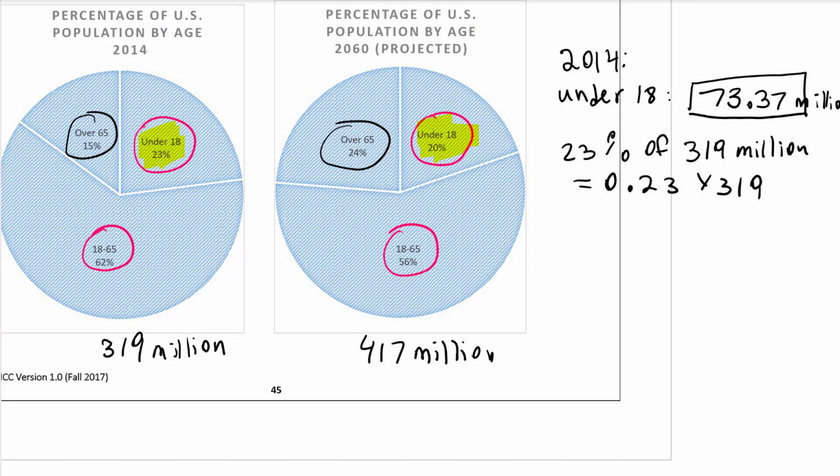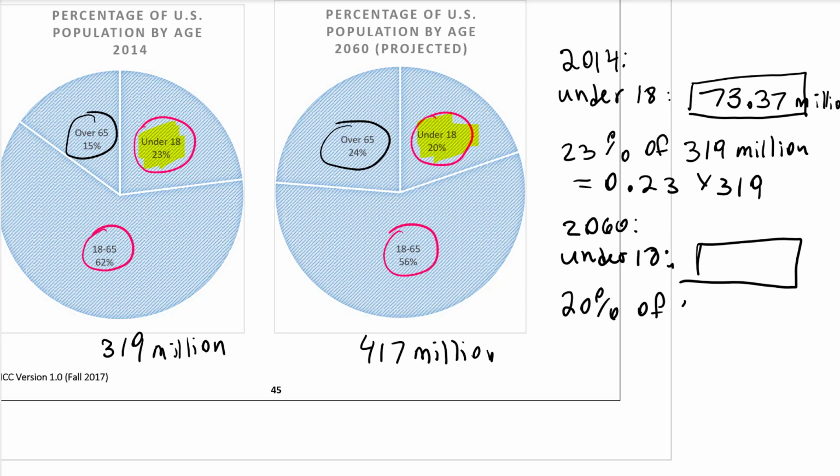Now let's do the same thing for 2060, under 18. Let's calculate that number. Let me give you a moment. Let's review. So it's 20% of 417. We do the same thing. 0.2 multiplied by 417. That gives us 83.4 million. Very important observation. Let me highlight those two answers. This number and that number have increased. All right, so take a note.